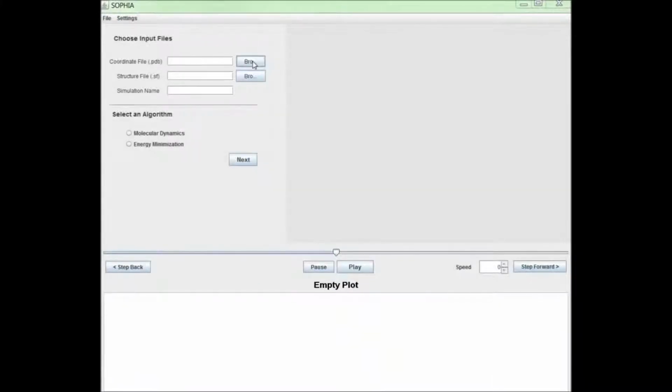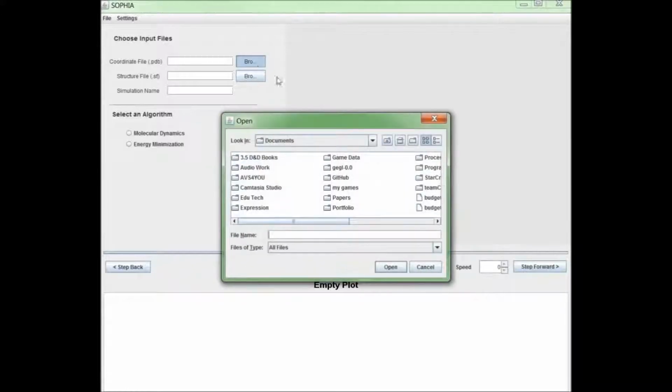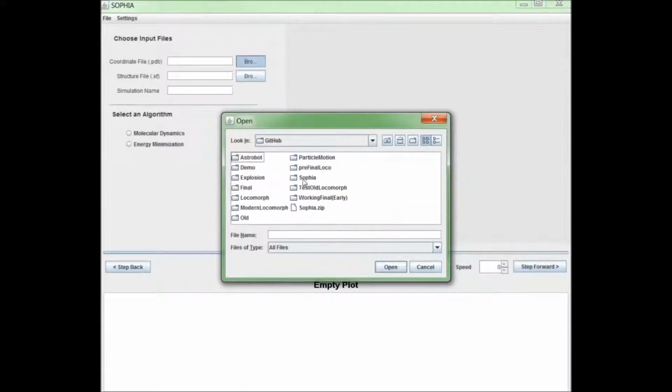This is Sophia, a piece of software created for Georgia Tech for the simulation of physical interactions in atomic systems. It uses two files to create atomic simulations, a protein databank or PDB file, as well as a .sf or structure file.